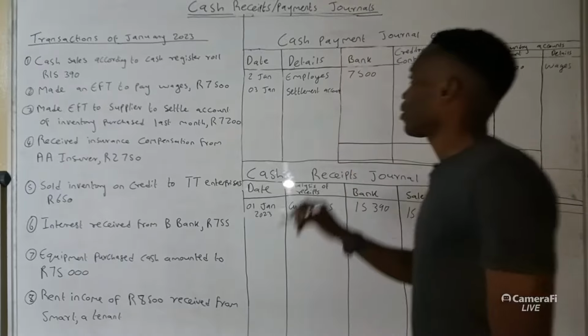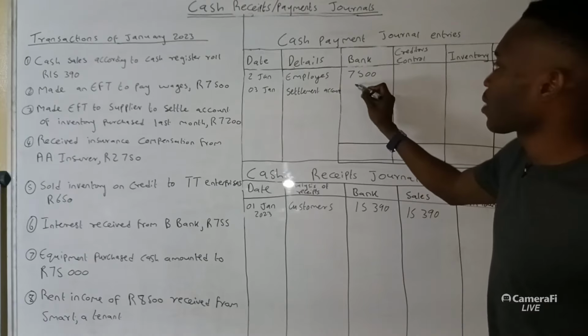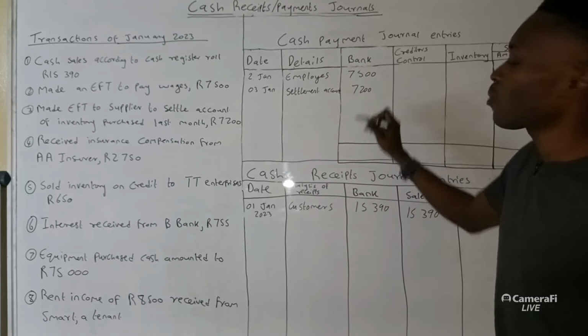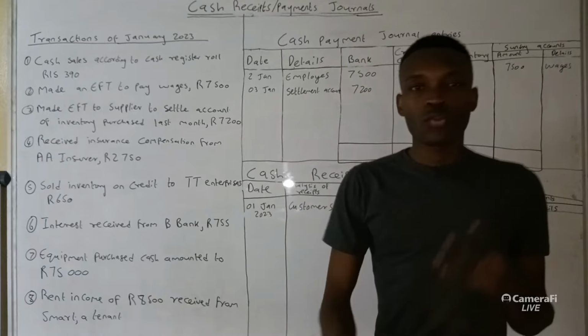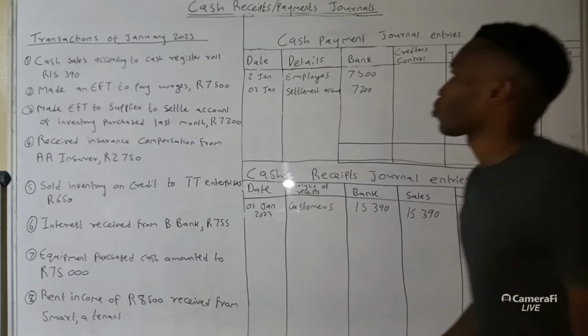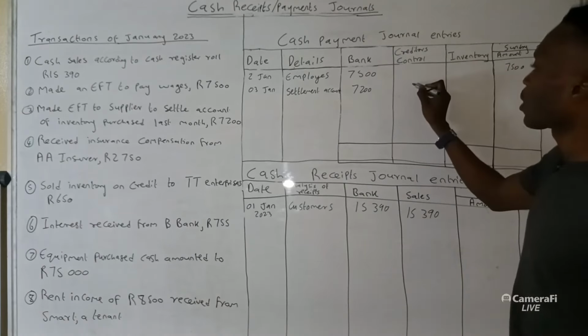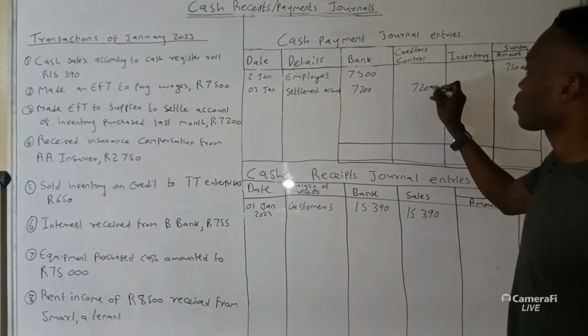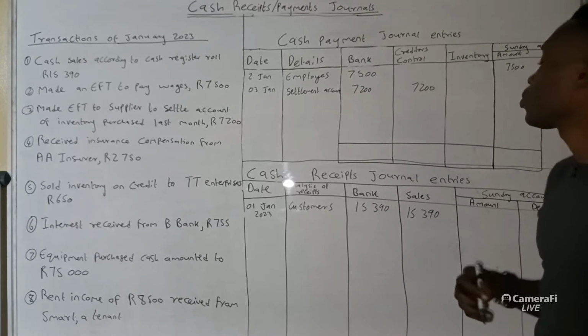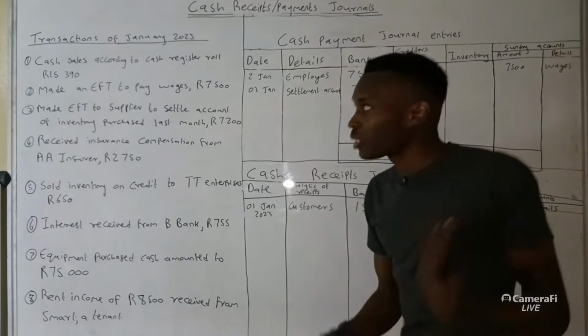Okay, remember the amount is how much? It is 7,200. Remember, when we purchase on credit, we record it under creditors control, which means that we're not going to go to a sundry account in this case.